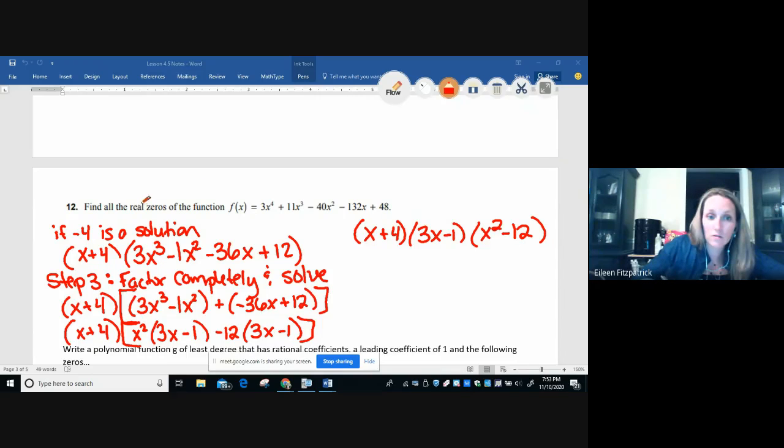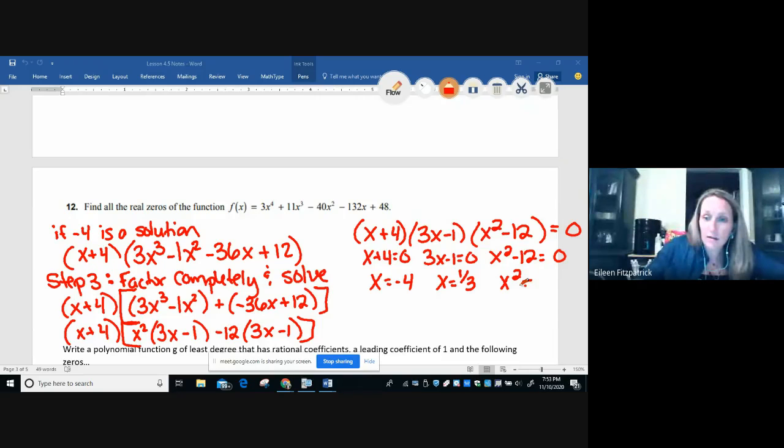Okay, so it says find all the real zeros of a function. So that just means now I need to set each of them equal to 0 and solve. So 3x minus 1 equals 0, and x squared minus 12 equals 0. So I have x is equal to negative 4. I have x is equal, I'd add the 1, divide by 3, so that's 1/3. And then I'm going to move the 12 over by adding it. And then I have to take the square root. Don't forget your plus minus.